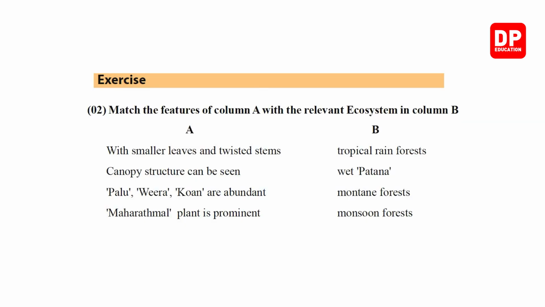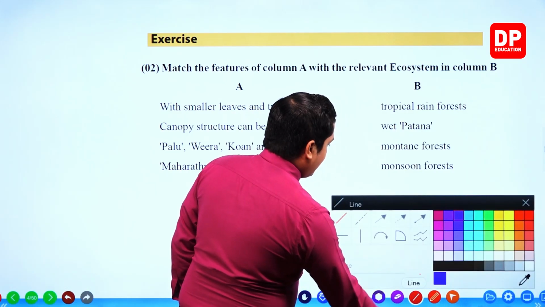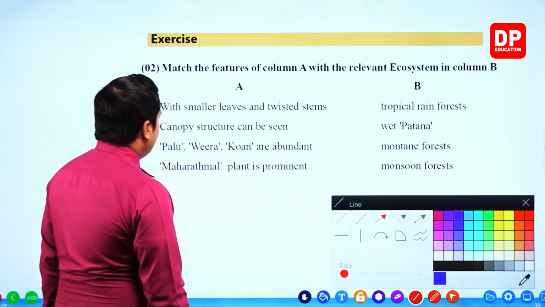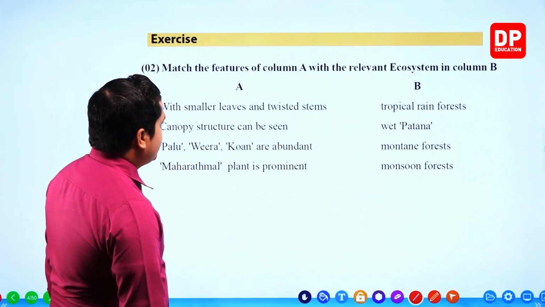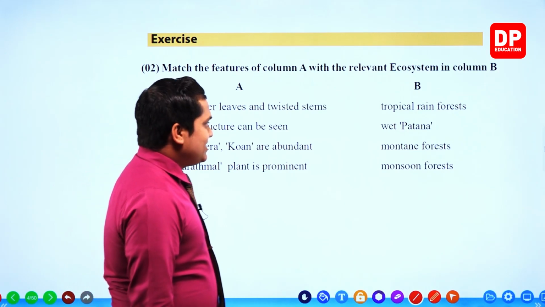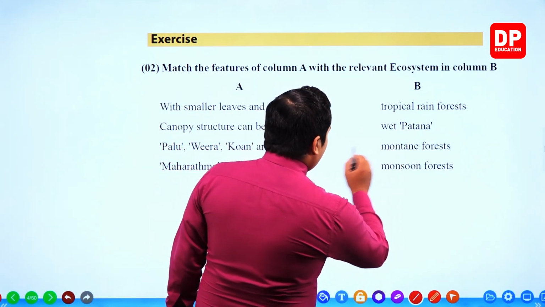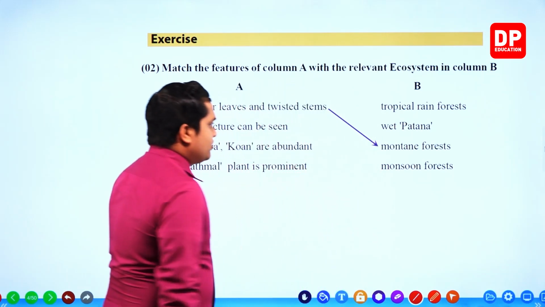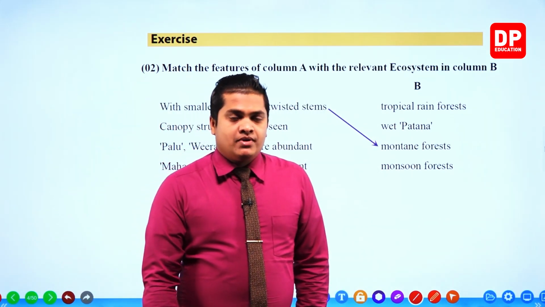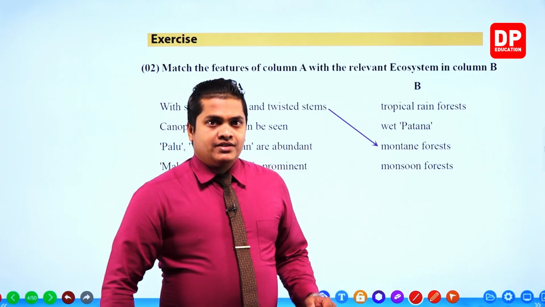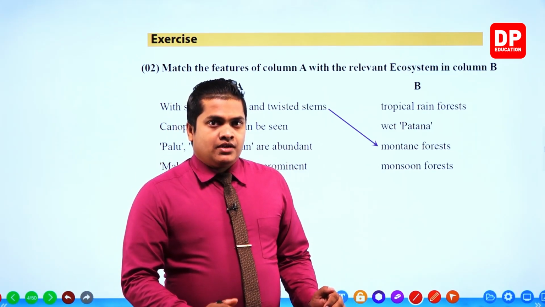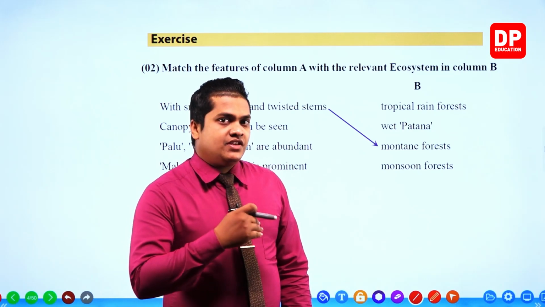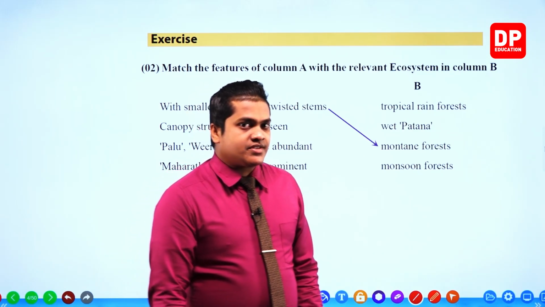Match the features of column A with the relevant ecosystem in column B. Right. Let's see. Number 1. With smaller leaves and twisted stems. So these things can be observed in montane forest. Why is that? Because my dear children, can you remember, as they are located in somewhat high lands, due to heavy winds, these features can be observed in montane forests.